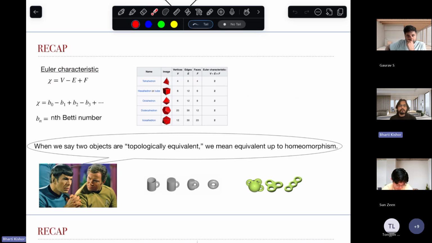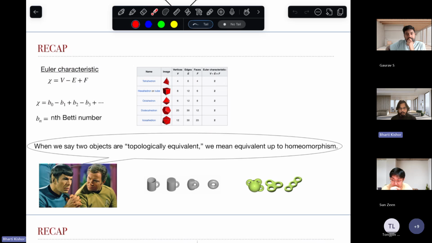But when you do it for a torus, you get a different number. I think you get 0, and so on. So this number is quite interesting, and it's called the Euler characteristic. It can also be written as an alternating sum of Betti numbers, where Bn is the nth Betti number. We discussed all this last week.